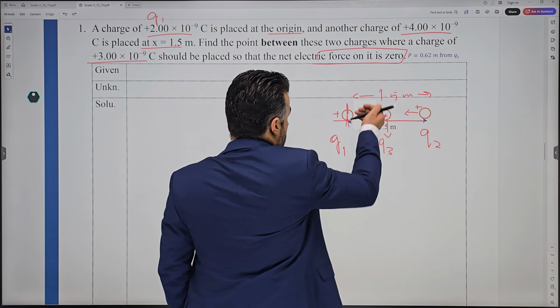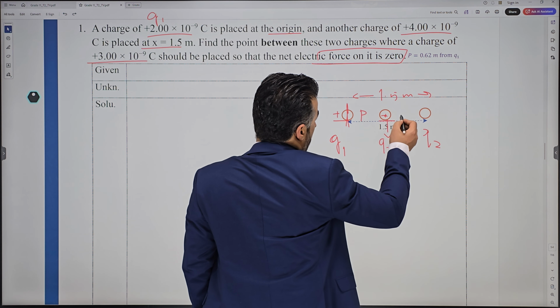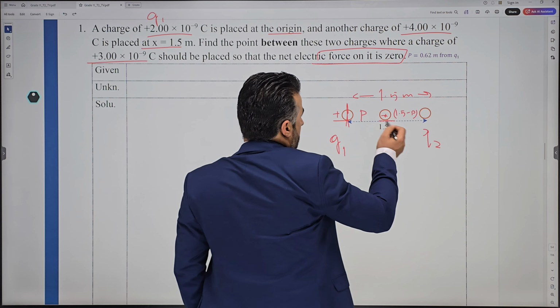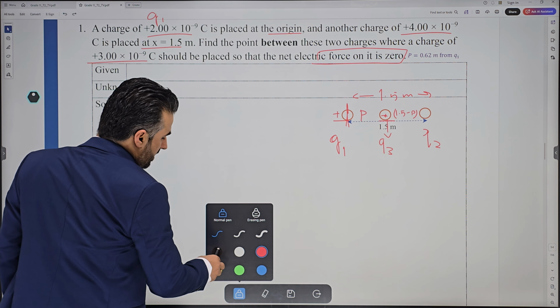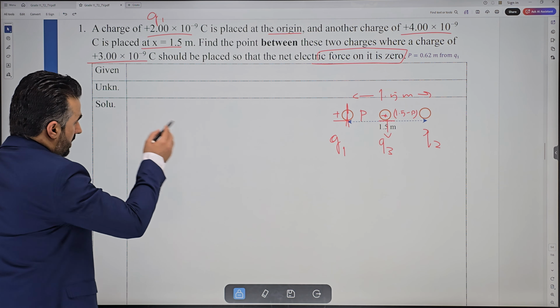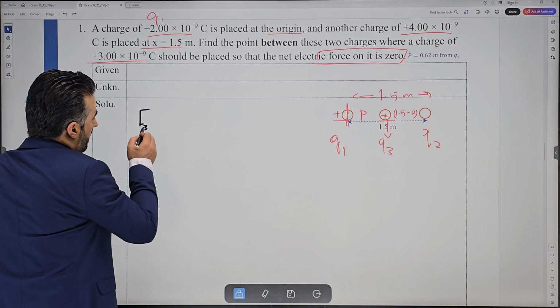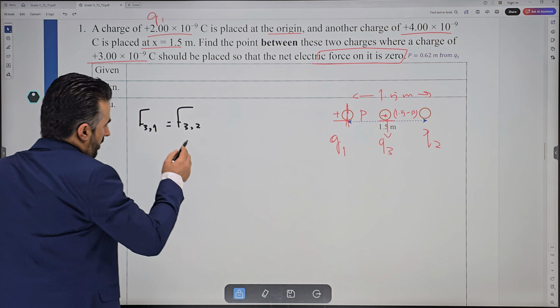Whatever the distance is, that distance is 1.5, and I call it 1.5 minus p. This is what you need to do, nothing more than that. Then we equalize the equations. So now we can say we have three charges. The force on charge 3 by 1 must equal the force on 3 by 2. Now the rest is just doing the math.